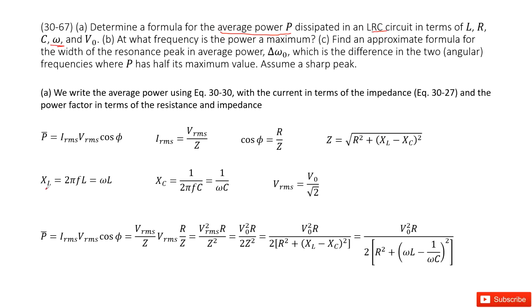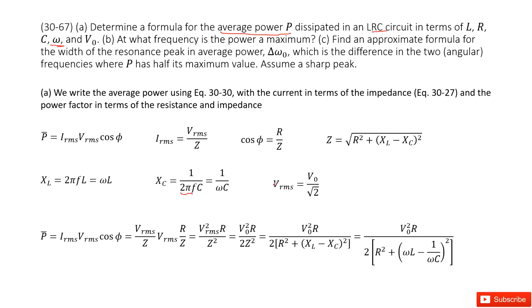We look at the inductive reactance XL as 2 pi F L, where F is the frequency. Omega is called the angular frequency. As we know, angular frequency omega equals 2 pi F. So now you can write XL as omega L. Similarly, you can get the capacitive reactance XC as 1 over 2 pi F C, right? So with 2 pi F as omega, it's 1 over omega C.